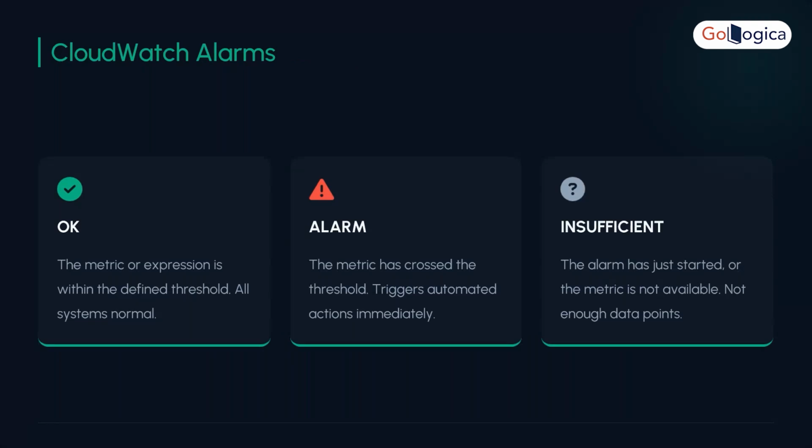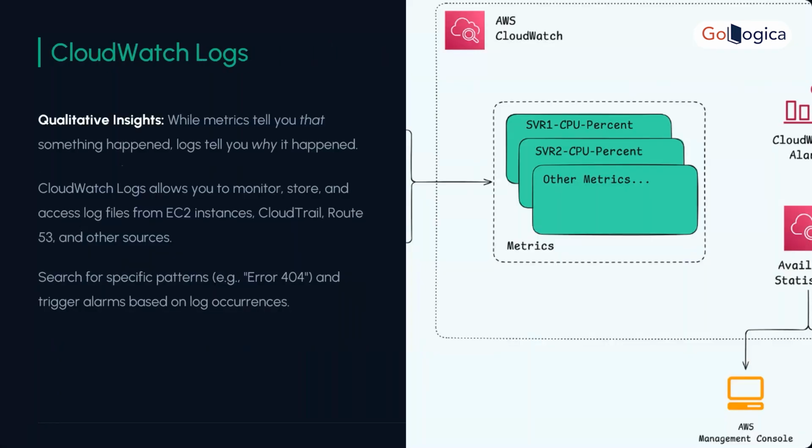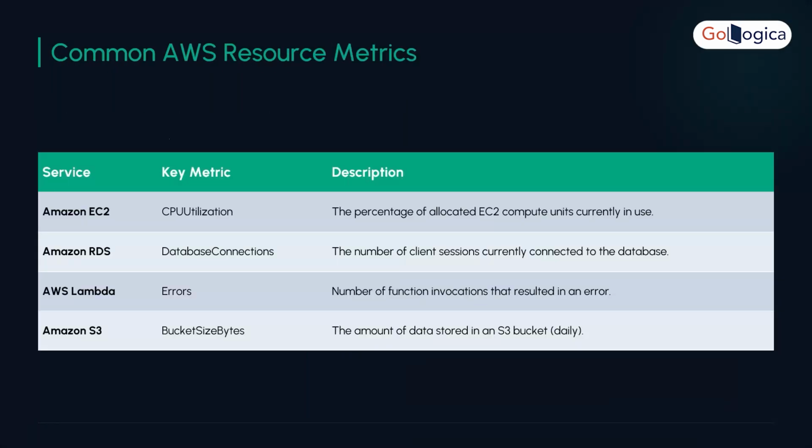So in CloudWatch alarms, we generally have three states: okay, alarm, and insufficient. Now, what are these? First of all, a CloudWatch alarm monitors your metric and performs actions when thresholds are crossed. Just now when we discussed, say, the CPU utilization breaching a certain threshold, or your RDS concurrent database connections breaching a certain threshold.